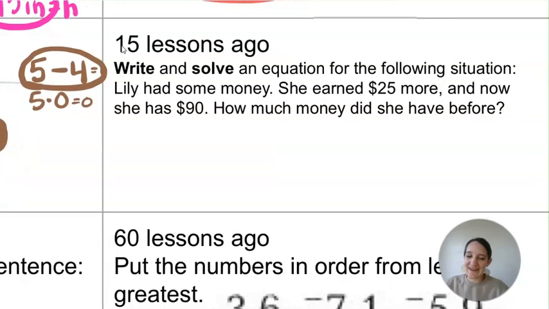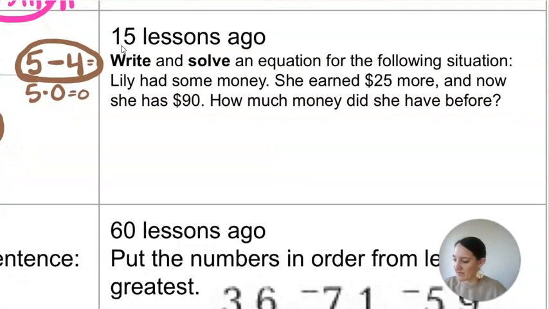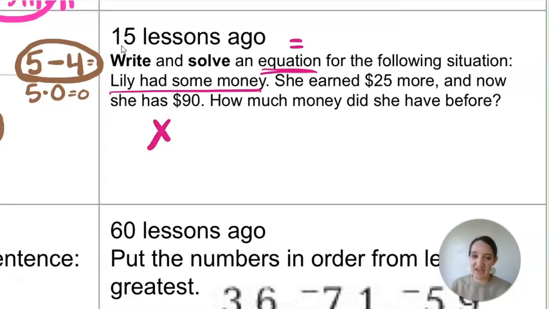Ooh, this one we've got to write and solve an equation. So because it says equation, it needs to have an equal sign in it. Lily had some money. She earned $25 more, and now she has $90. How much money did she have before? Okay, so Lily had some money. It doesn't say how much money she had. So this is where I have to use a variable, like x, right? x stands for the money she had.